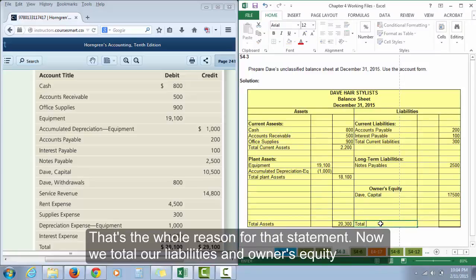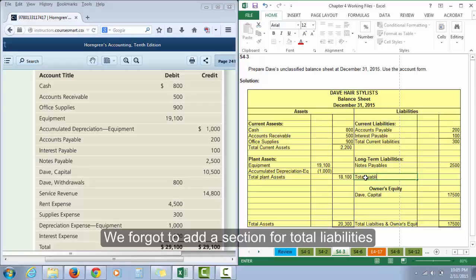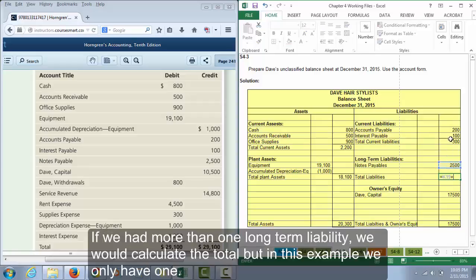Then we're going to total up our total liabilities and owner's equity. And we got to do a total here. We forgot to do our total liabilities. And if we had more than one long-term liability, we would get a total there. But we only had the one, so I left it just by itself there.